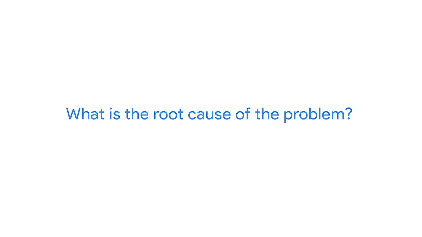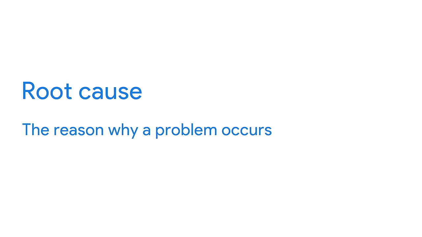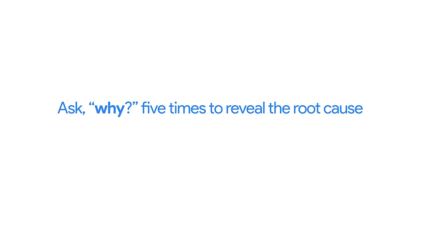Here's one that will come up a lot. What is the root cause of a problem? A root cause is the reason why a problem occurs. If we can identify and get rid of a root cause, we can prevent that problem from happening again. A simple way to wrap your head around root causes is with a process called the 5 whys. In the 5 whys, you ask why 5 times to reveal the root cause. The 5th and final answer should give you some useful and sometimes surprising insights.